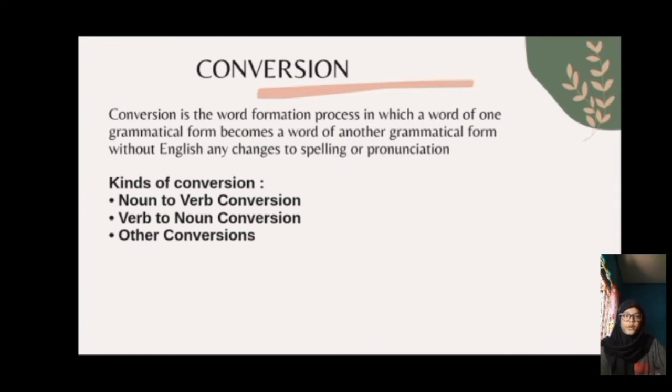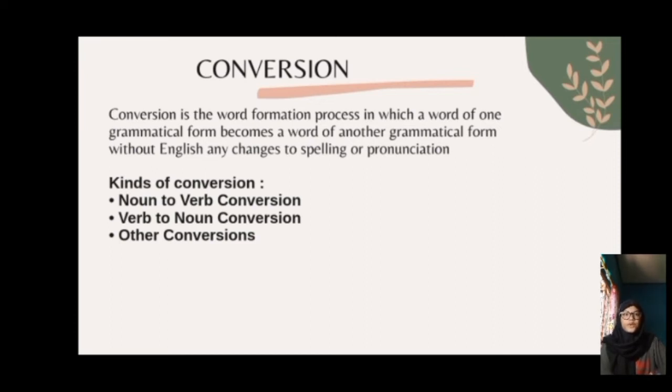First, noun to verb conversion. Noun to verb conversion is the most productive form of conversion in English. The following list provides examples of verbs converted from nouns: access to access, battle to battle, email to email. For example, my grandmother bottled the juice and canned the pickles. In this sentence, bottled is a verb and canned is a verb.